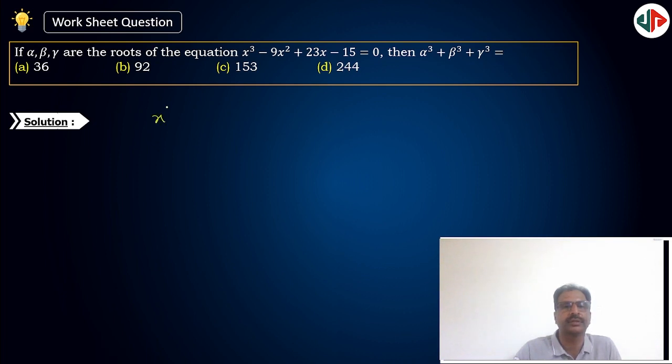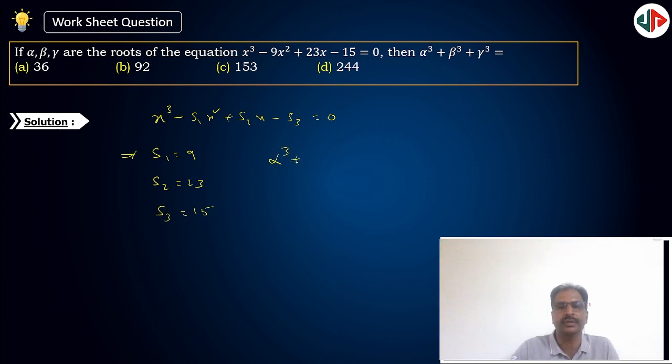Compare the given equation with x cube minus s1 x square plus s2 x minus s3 is equal to 0. From this you will get s1 is equal to 9, s2 is equal to 23, s3 is equal to 15. And the formula for alpha cube plus beta cube plus gamma cube, which means the sum of cubes of the roots, is s1 cube minus 3 s1 s2 plus 3 s3. This is the formula. Substitute all the values.